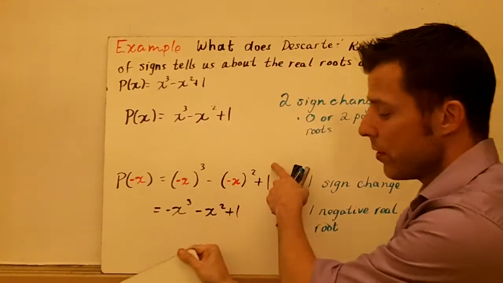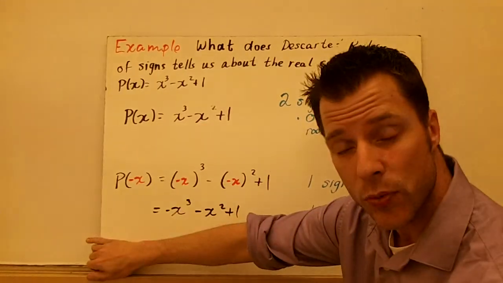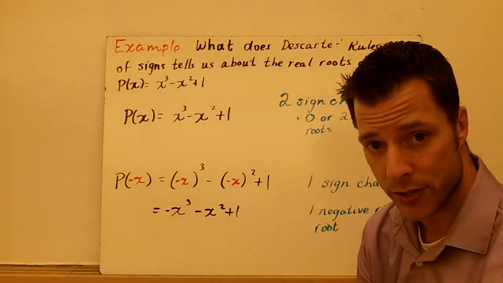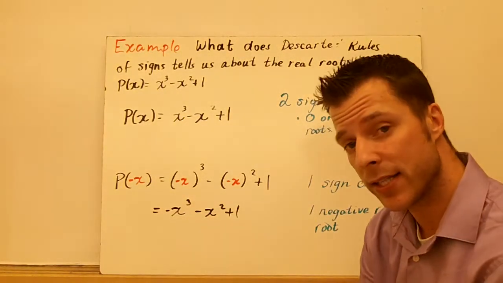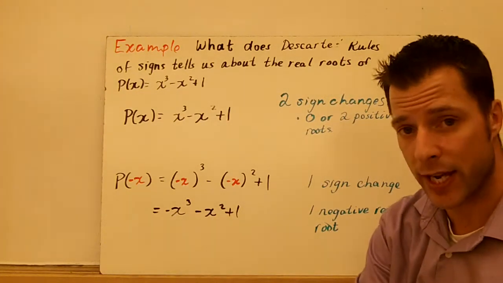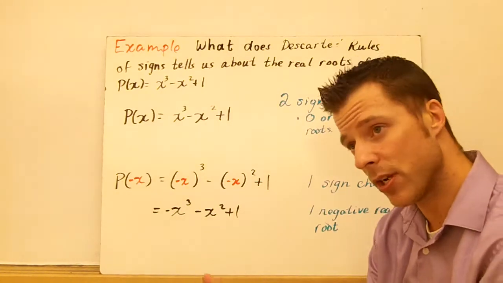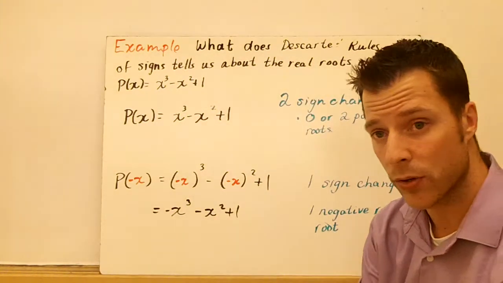So with Descartes' rule of signs, this won't tell you the zeros. It's not going to list all possible zeros. It's going to tell you the possible positive real roots and the possible negative roots. So it will not tell you if there's imaginary. Okay, just the number of positive and the number of negative real roots.